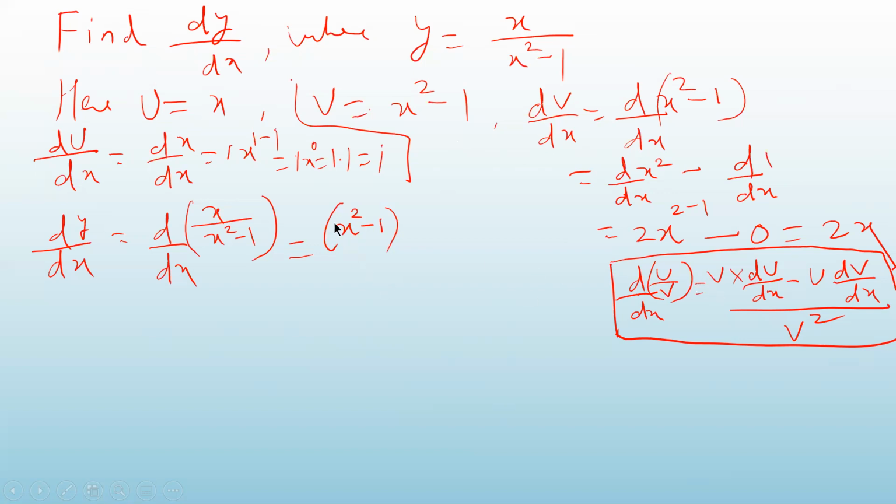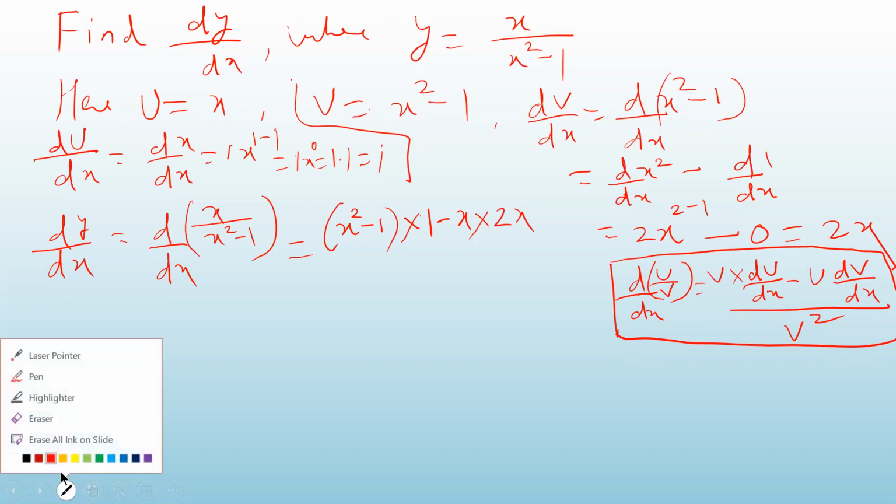So the whole v will be multiplied by derivative of u. Derivative of u, how much you got? It is 1. So I'm directly putting the value 1, minus u into, u is what? U is x. X into derivative of v. V is what? This x square minus 1. And its derivative is 2x.